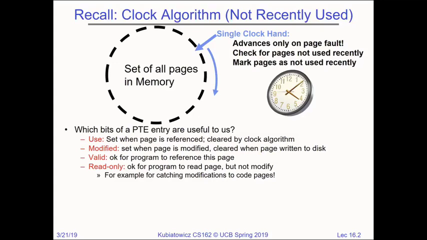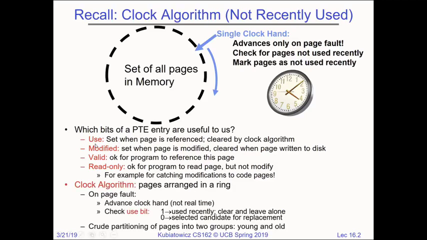So in the page table entry, we have 4 bits that are interesting to this. We have the use and modified bits. We have valid and we have read-only. Valid and read-only are really bits that have to do with demand paging, and with whether something's writable or not. Use and modified are going to help us also with our clock algorithm. Use means that the page has been used recently. Modified means that it's dirty and been modified.